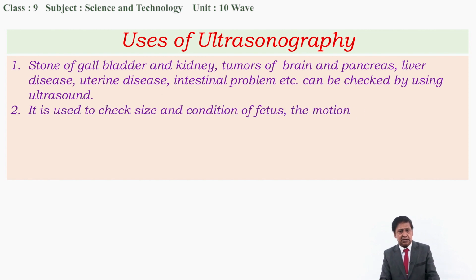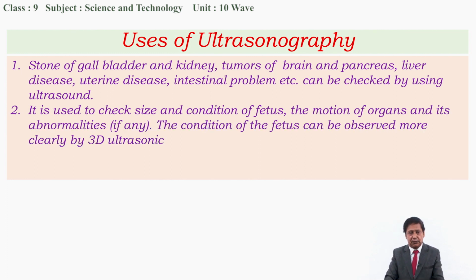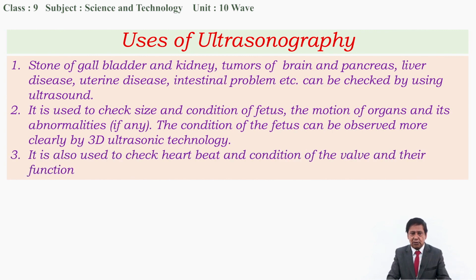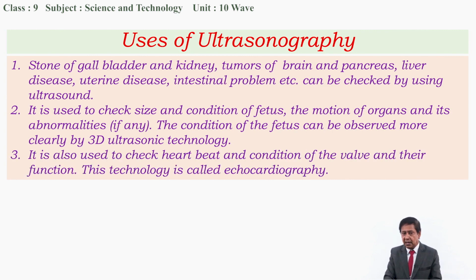Next, it is used to check the size and condition of the fetus, the motion of the organs and their abnormalities, if any. If there are any abnormalities, that can also be understood. The condition of the fetus can be observed more clearly by 3D ultrasonic technology. It is also used to check the heartbeat and the condition of the valves and their function. This technology is called echocardiography. Okay. Now let's talk about some other matter.